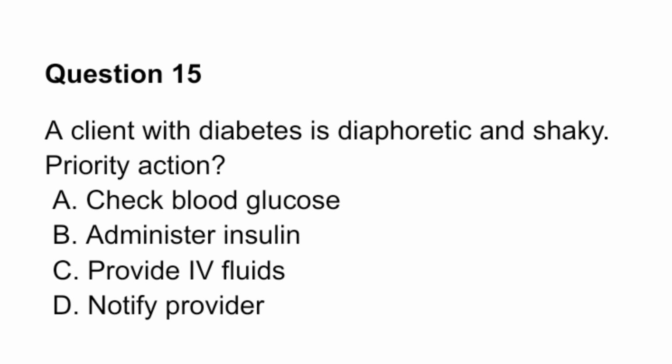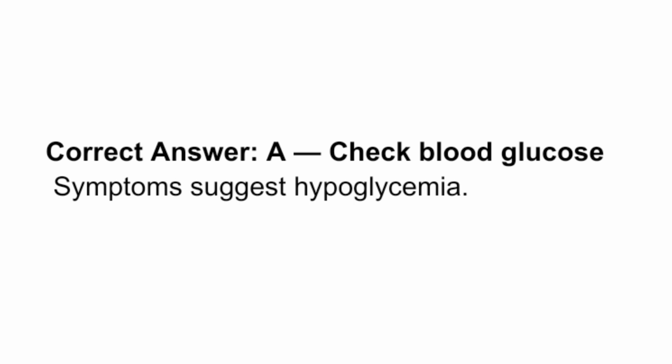Question 15. A client with diabetes is diaphoretic and shaky. Priority action. A. Check blood glucose. B. Administer insulin. C. Provide IV fluids. D. Notify provider. Correct answer, A. Check blood glucose. Symptoms suggest hypoglycemia.